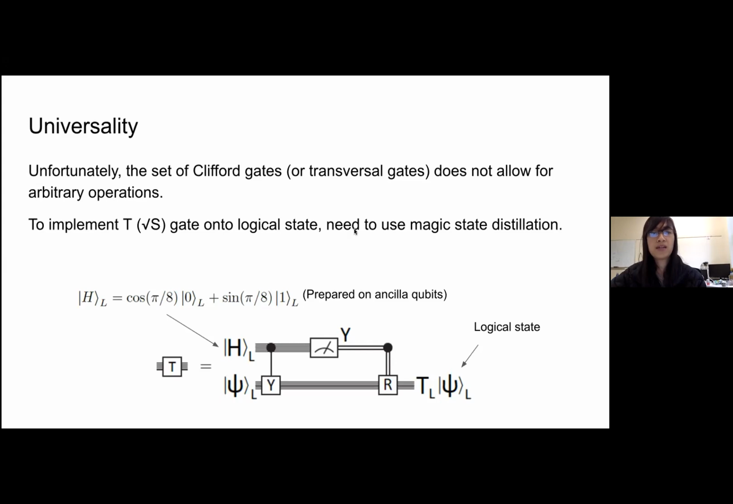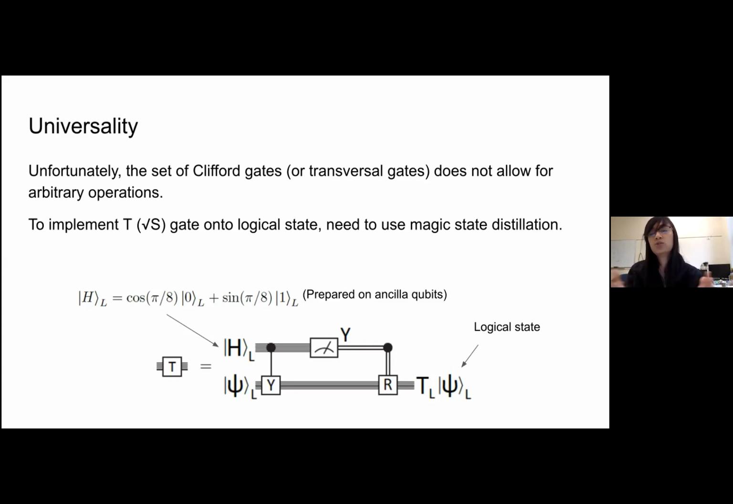Unfortunately, you can't implement it transversally. And even if the Clifford gates and the set of transversal gates were not the same, as they are in the color code, you can't use only transversal gates to do arbitrary operations.